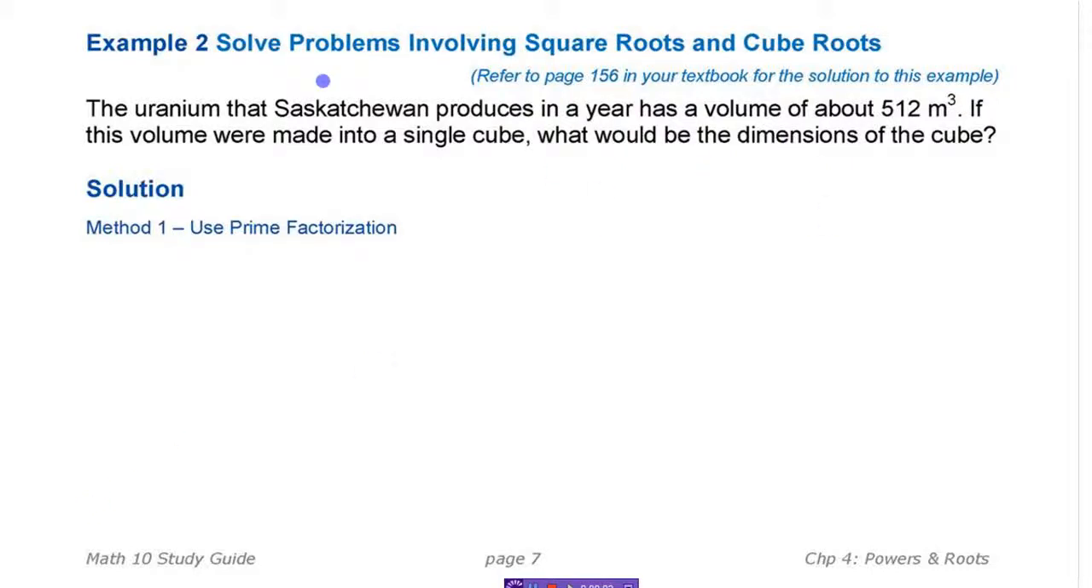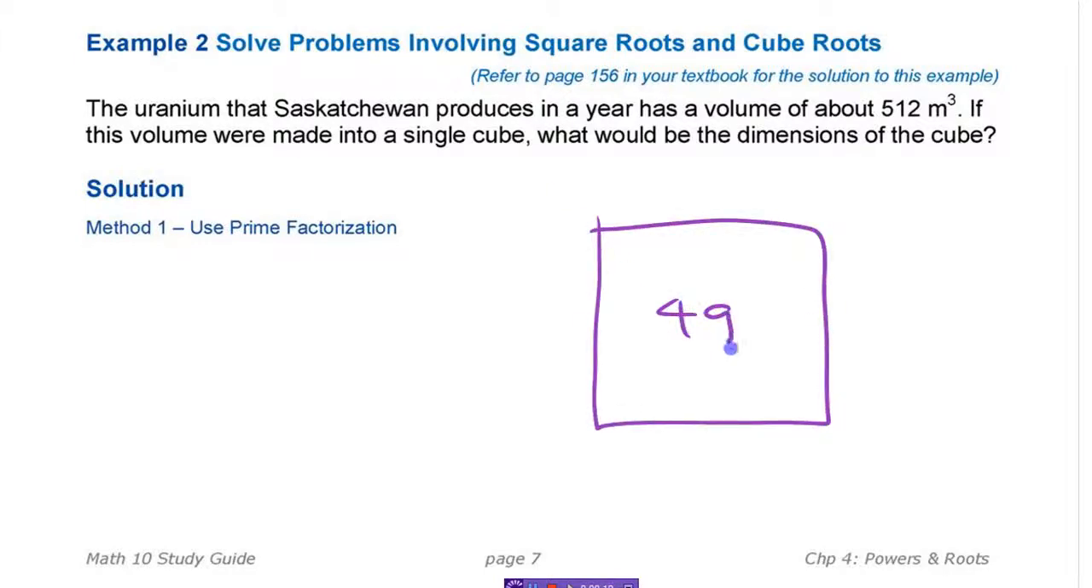The other thing in this section is solving some problems involving squares and cubes. In grade 8, you did a little bit of this with perfect squares. It would say, here's a square, and it has an area of 49. What's the length of the edge? You were expected to recognize that you need the square root of 49, and you found that it's 7, if it's a square.